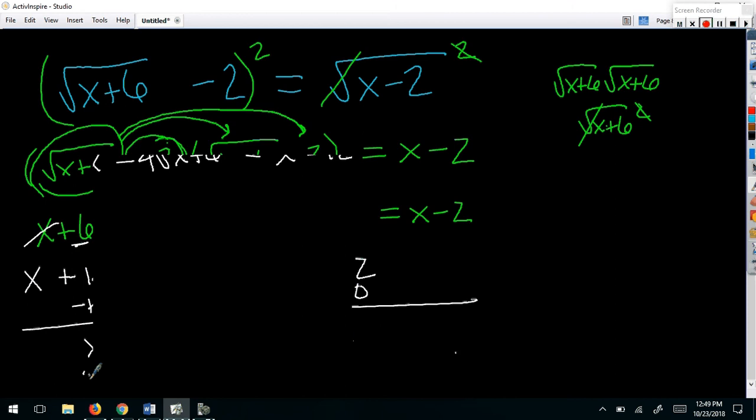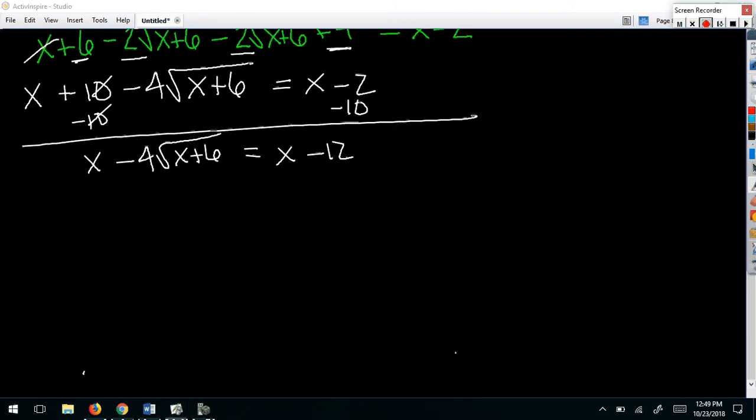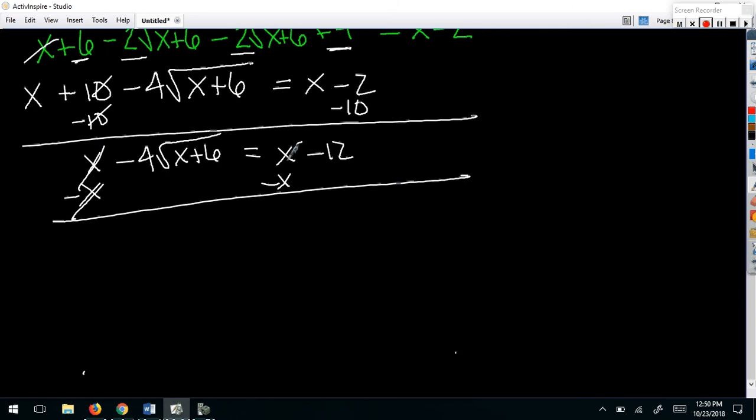The x's go when you subtract them. Oh no. But I don't know what's wrong with it. So yes, you move the x. Maybe I'm sitting too close. It's messing up.